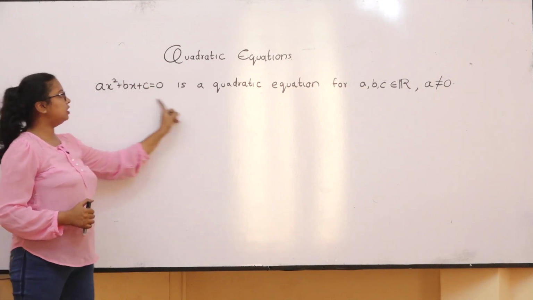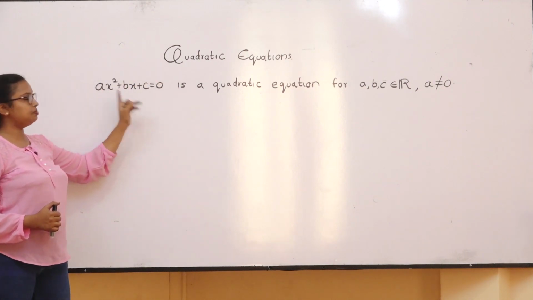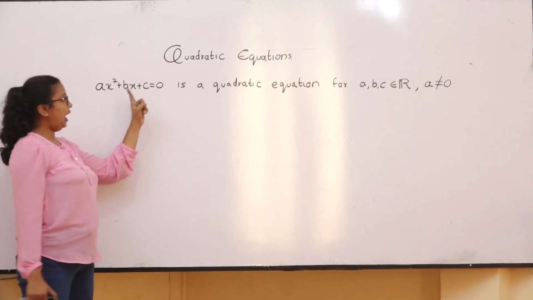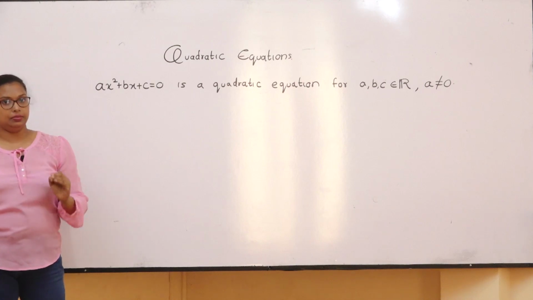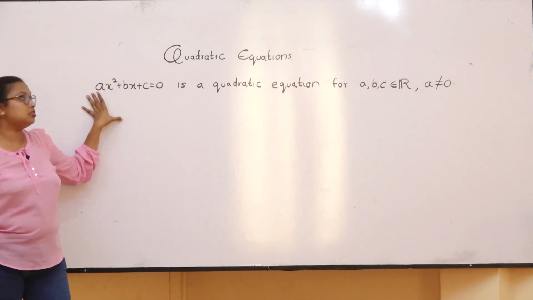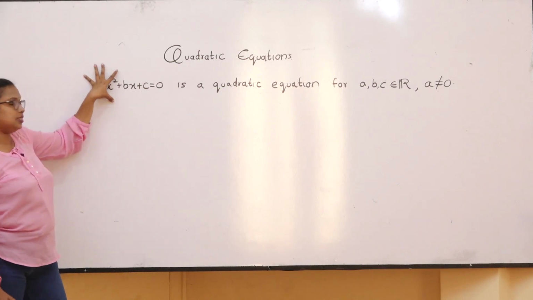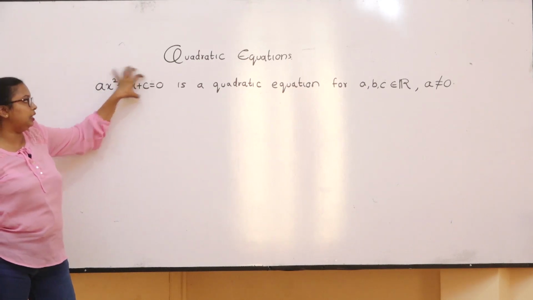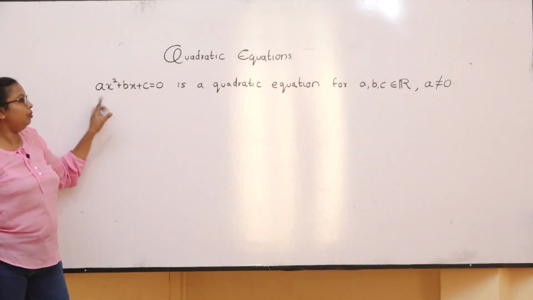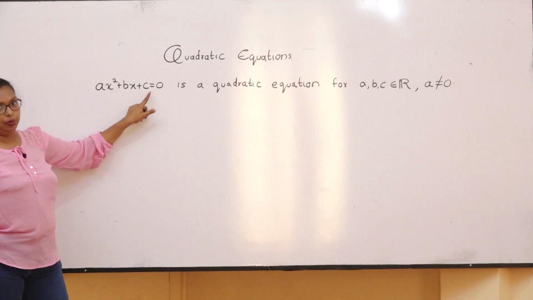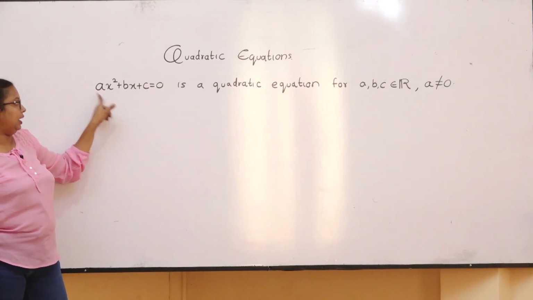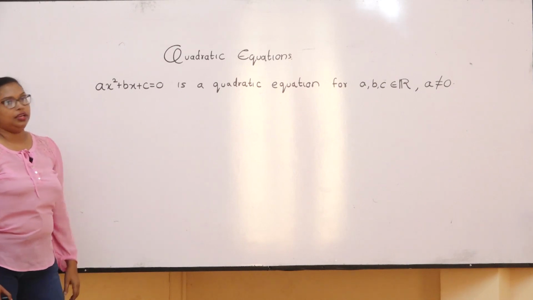A quadratic equation means an equation of the form ax squared plus bx plus c equals 0, where a, b and c are real numbers, and a is not equal to 0. a is not equal to 0 because if a is 0, we do not have the x squared term, and then this will be a linear one. So, a is not equal to 0, but b and c can be equal to 0. a, b, c are all real numbers.